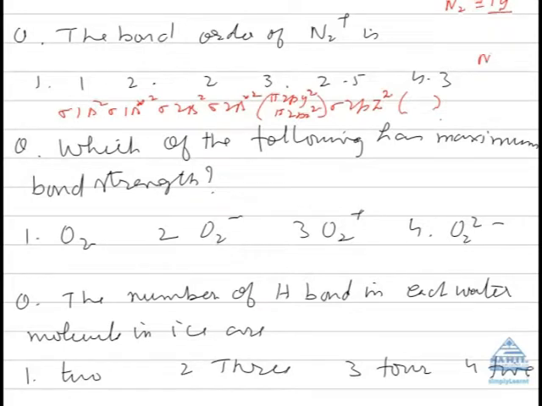Now the number of bonding electrons is equal to 2 plus 2, 4, 4 plus 4, 8, 8 plus 2, 10. Anti-bonding electrons is equal to 2 plus 2, 4. So the bond order comes out to be 3. But it is N2 plus.